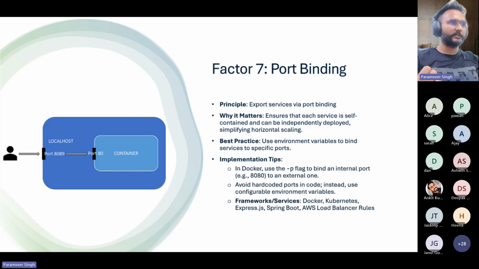You can specify -p, the external port that this particular service is exposed to, and the internal port where the traffic will be routed. Again, the pointer says don't hard code ports. That belongs to the factor which says the configuration should be in your environment files. Don't hard code anything. Examples are given: Docker, Kubernetes, Express, and Spring Boot load balancer.